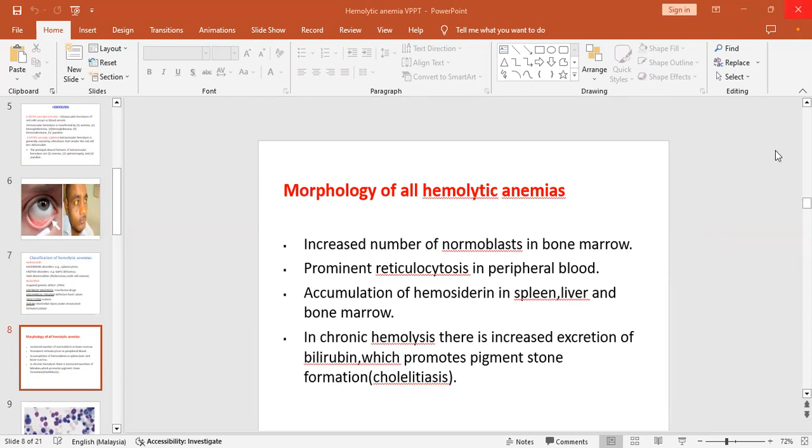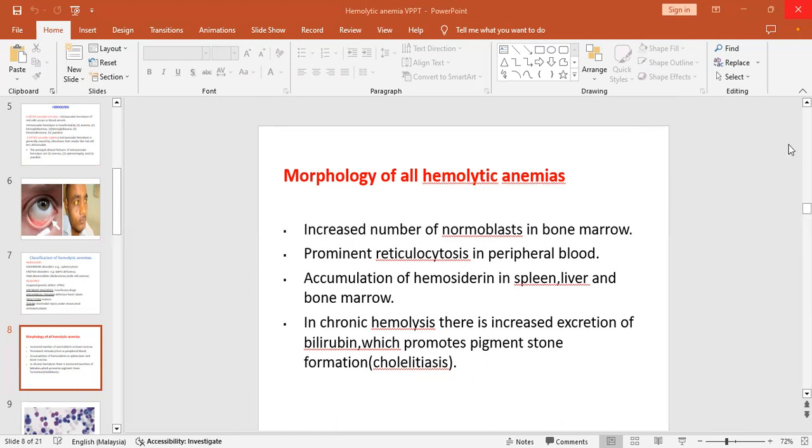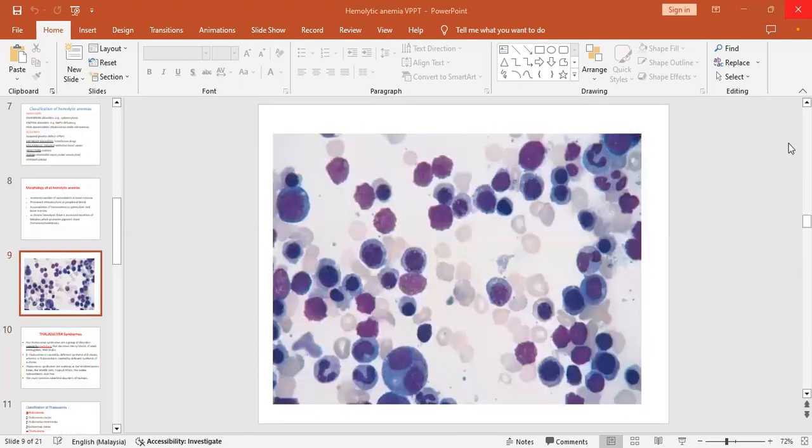All hemolytic anemias show an increased number of normoblasts in the bone marrow. If you examine the peripheral smear, there will be an increase in reticulocytes. There is accumulation of hemosiderin in the spleen, liver, and bone marrow. And in chronic hemolysis cases, there is increased pigment stone formation. This slide shows erythroid hyperplasia, which is very typical of all hemolytic anemias.